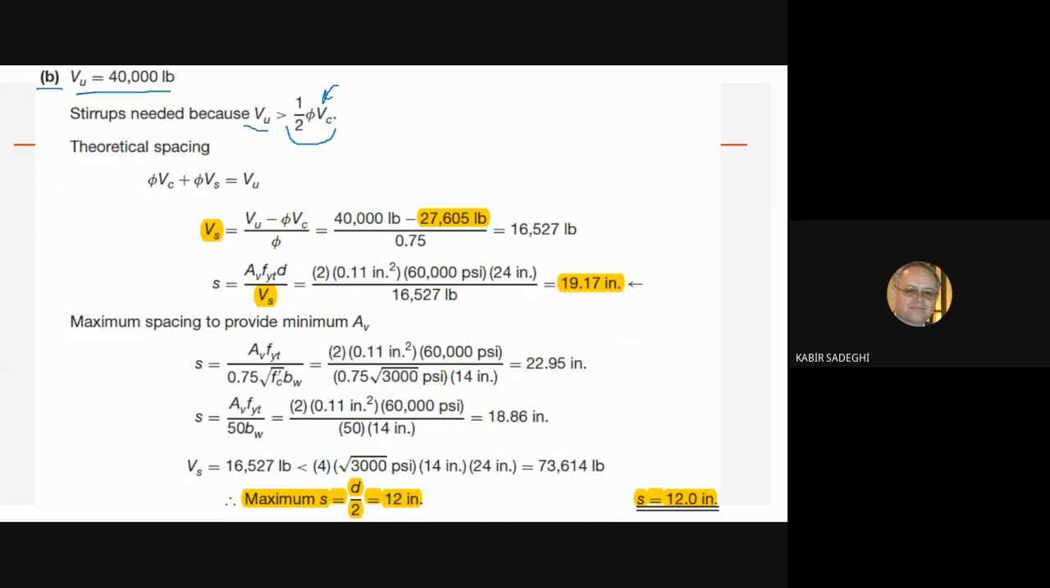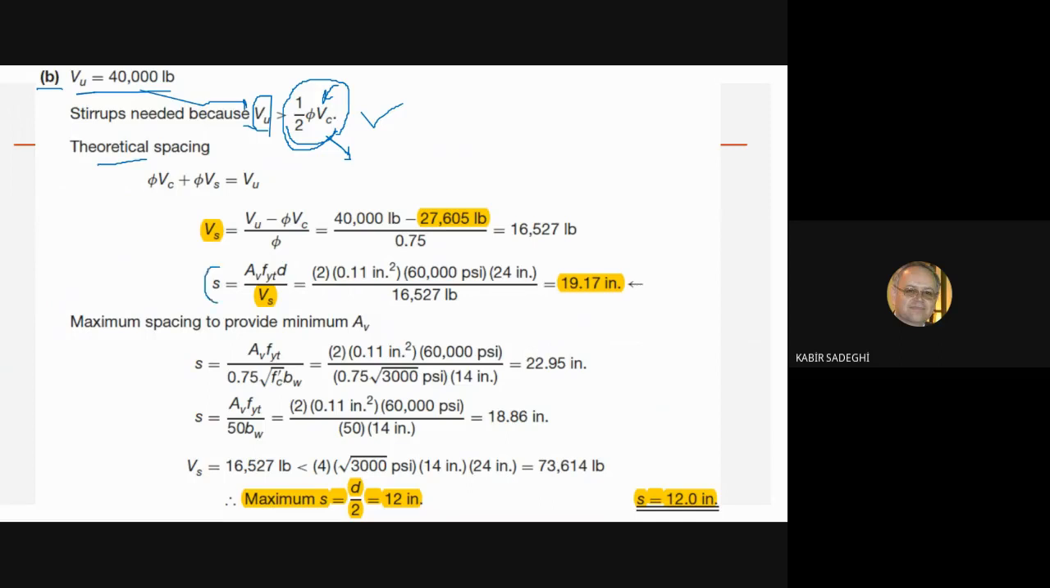Okay, theoretical spacing. Here when we calculate, you remember that 1 over 2 phi VC was something about 13,000, but here VU is 40,000. It's greater than that. It's clear that we have this condition. Therefore, it means that we need the stirrups. Therefore, we can go and calculate the spacing. How?